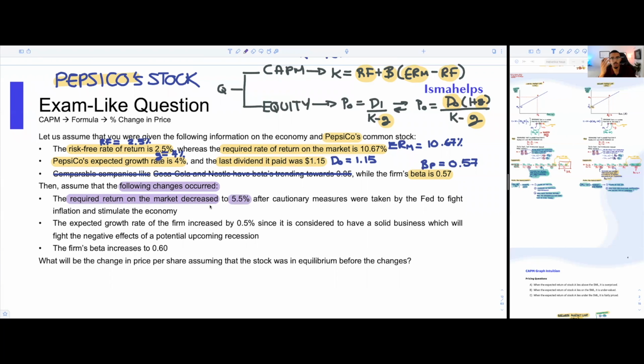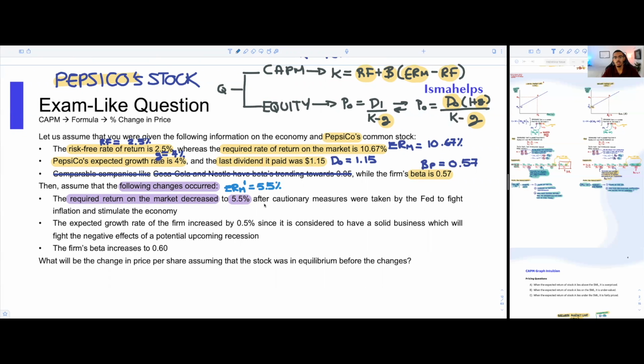So now this is really interesting. We gave you two different ERMs. We gave you the first one, right? Then we gave you a change, a different ERM, because something in the world changed or happened. So in this case, you could say that ERM prime is equal to 5.5%.